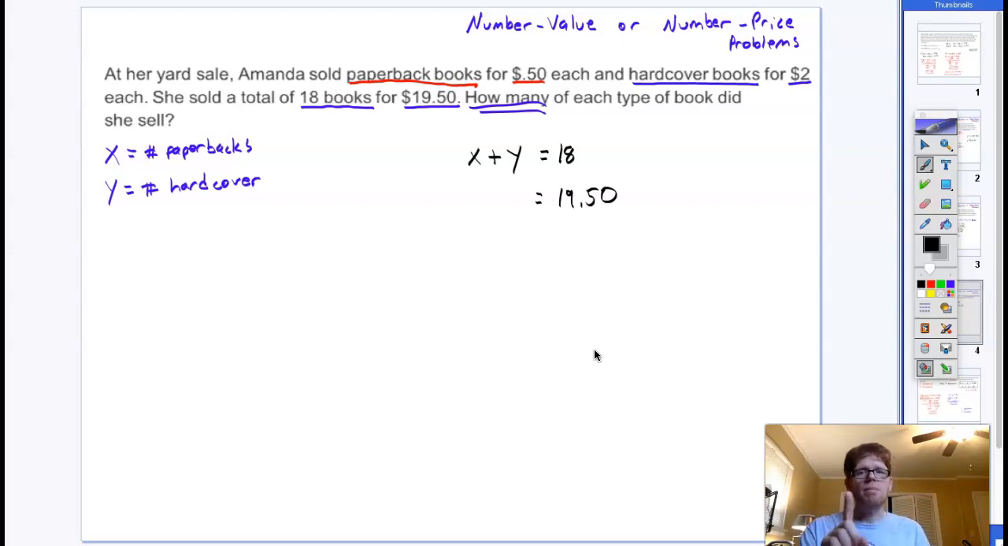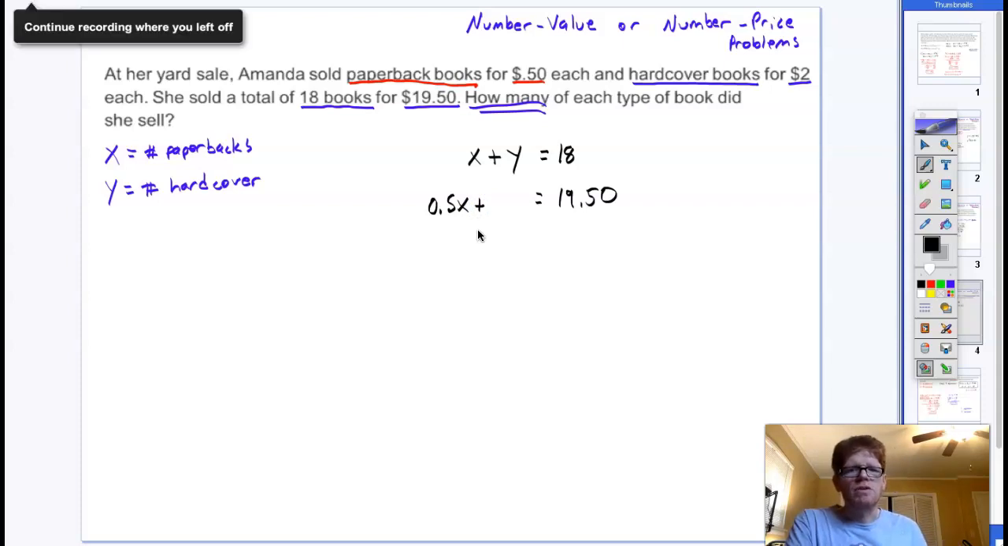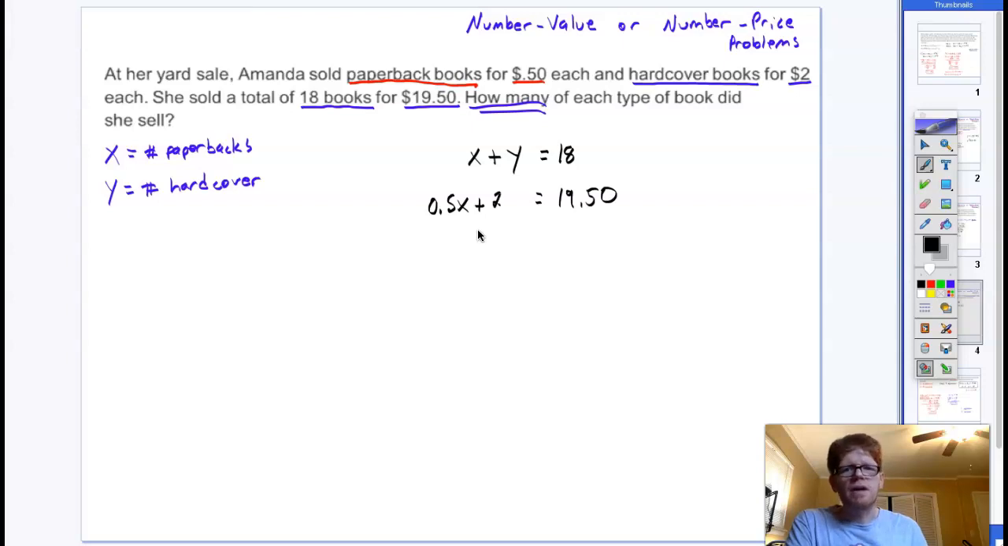So if I bought one paperback book, it would be 50 cents. If I bought two paperback books, it would be 50 cents times 2. If I bought 3 paperback books, it would be 50 cents times 3. So I'm going to multiply 0.5 times the number of paperback books, and then I'm going to add to that the price of the hardcover books times the number of hardcover books. The price of hardcover books is $2, and I want to multiply that by the number of hardcover books, so that is y. Now I have two equations.